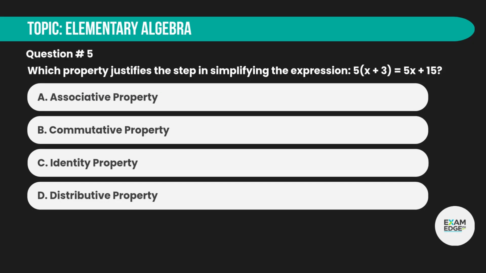Question number 5. Which property justifies the step in simplifying the expression 5(x + 3) equals 5x plus 15? A. Associative property. B. Commutative property. C. Identity property. D. Distributive property.